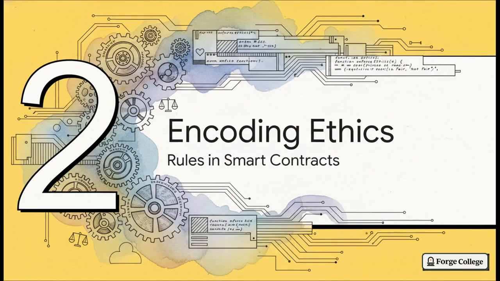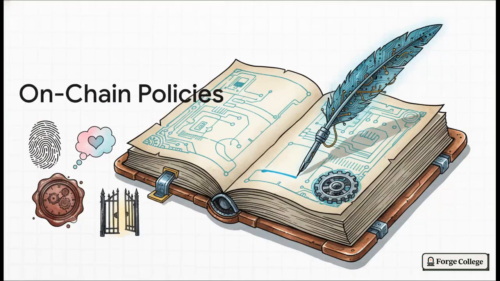Moving smoothly into part 2, encoding ethics into code. This is honestly where the magic happens. We're moving out of the armchair philosophy and getting our hands dirty sketching these rules directly into Solidity smart contracts. We have to translate our lofty values into literal mechanical artifacts.